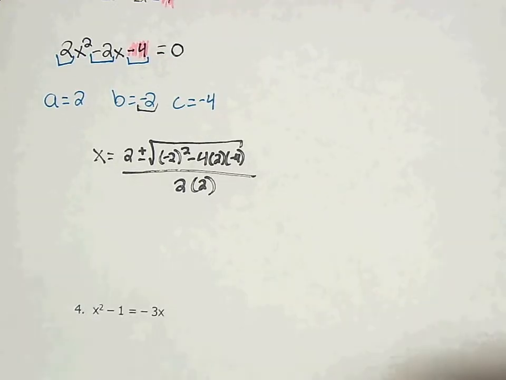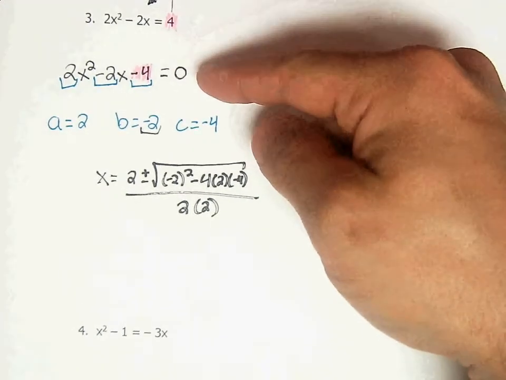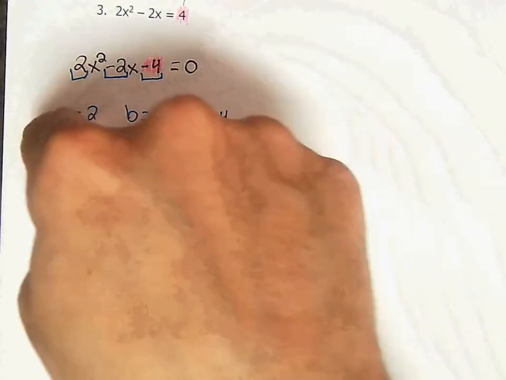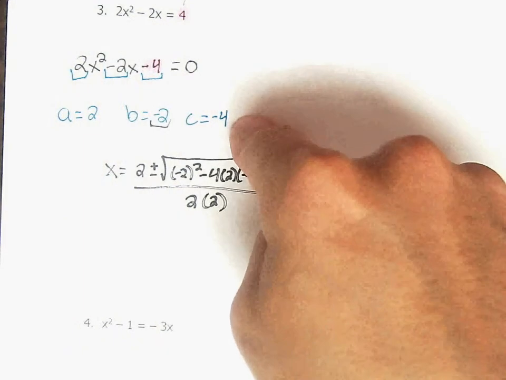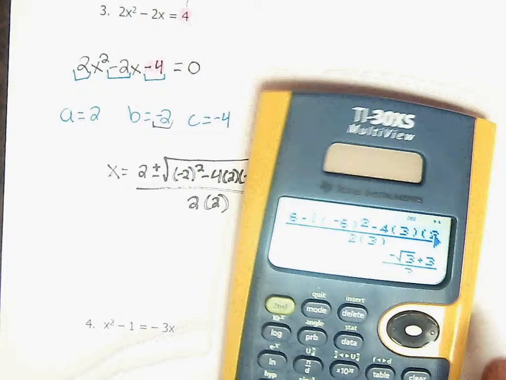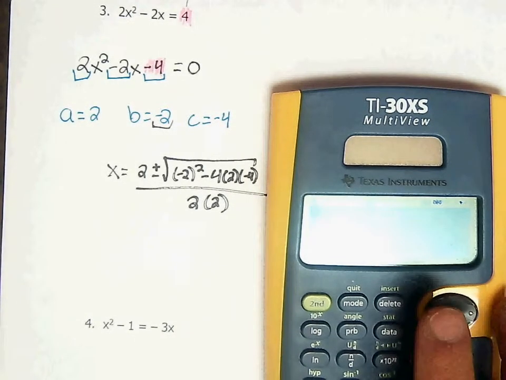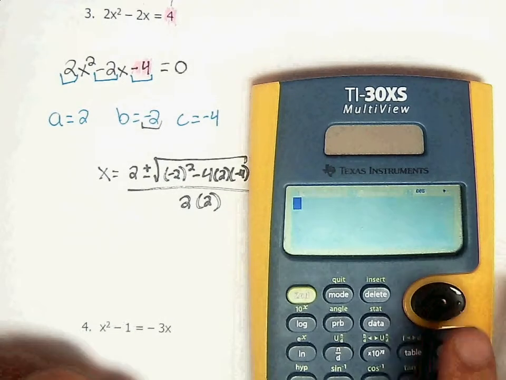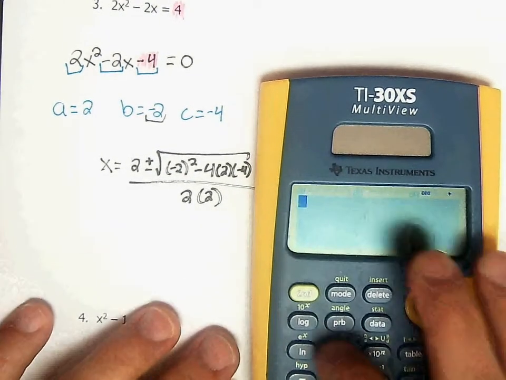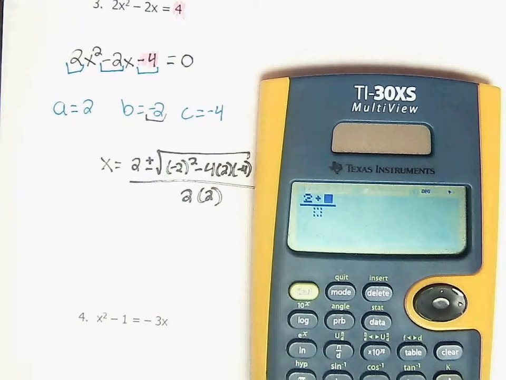Now I'm going to type this in my calculator. Again, you see the repetition: if it's not already in standard form, you want to place it in standard form. From there, you find your a, b, and c. You plug them into the quadratic formula, and your calculator does the rest of the work for you. So I'm going to type this in so you can see what it looks like. One more time. Fraction button first. 2, I'm going to do the plus. We'll go back and do the minus in a minute.